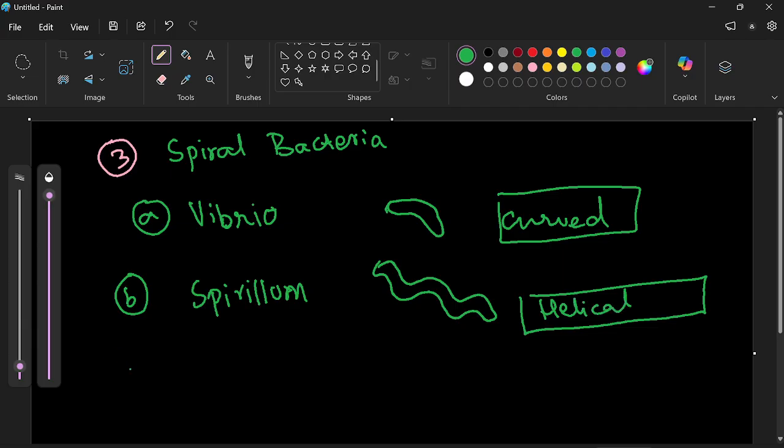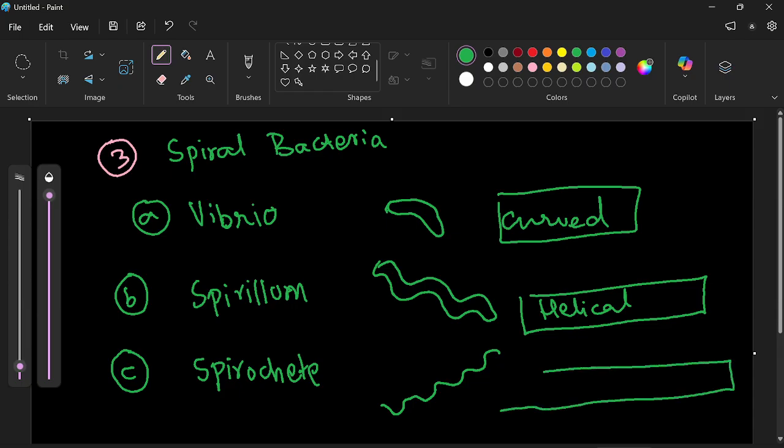And the last type is also helical, but it's not as rigid as spirillum, and they are more flexible than spirillum. The scientists call them spirochete. I don't know if I'm pronouncing them well. They look like a snake, but a thin one, and they are very, very flexible. They have many twists, and they are like this. The difference between the spirochete and spirillum is that the spirillum is rigid, but the spirochete is flexible. It is flexible and helical.